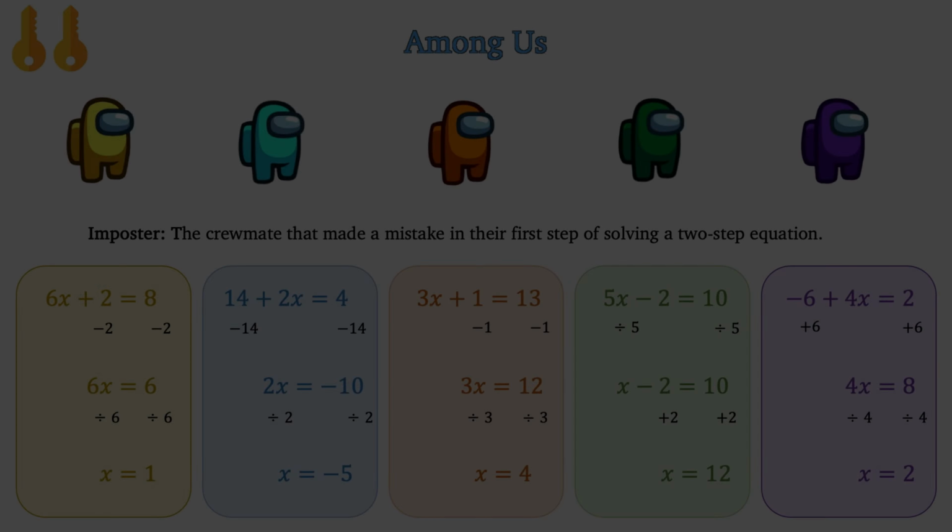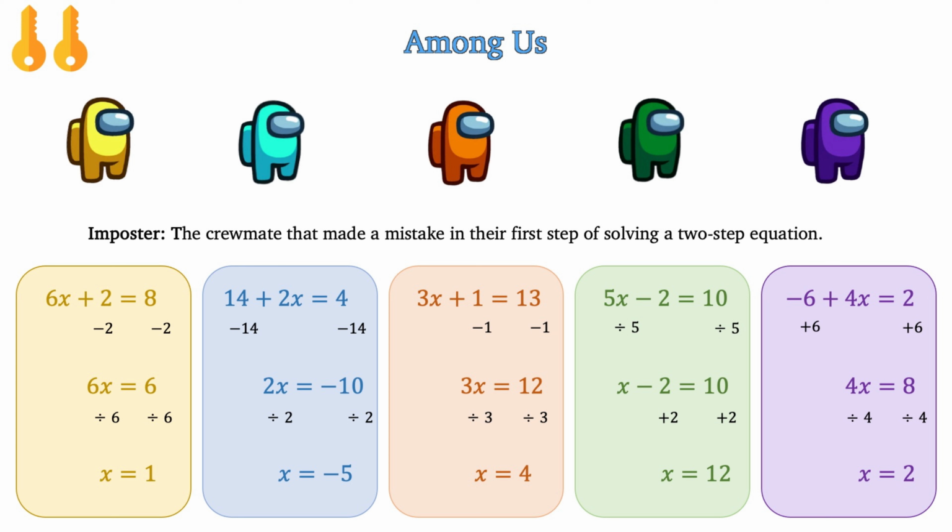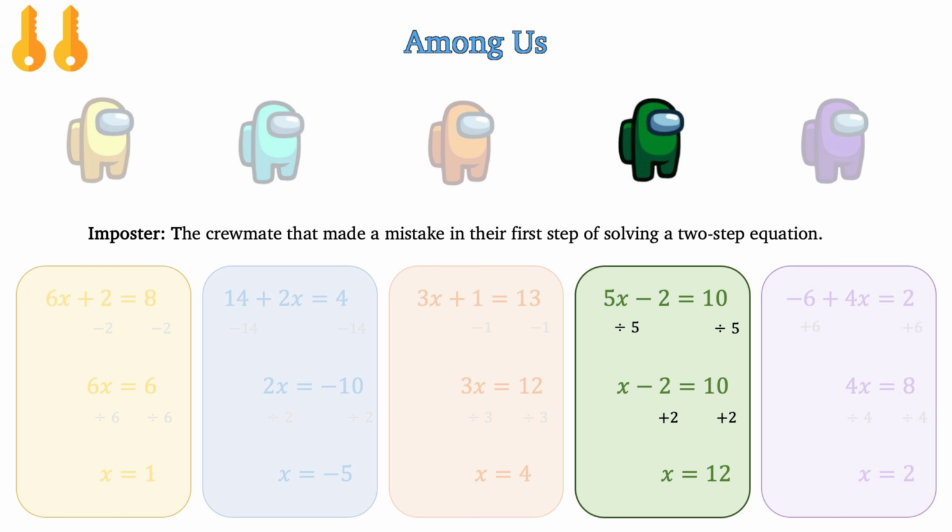Good luck. Here are your crewmates. Pause the video and find the imposter. Yes, the green crewmate is the imposter. They did not eliminate the constant term first.